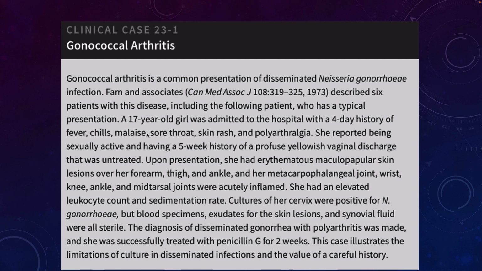She had a 5-week history of yellowish vaginal discharge that was left untreated. Upon presentation, she had a red rash on her forearm, thigh, and ankle, and inflammation in the hand joints, wrist, knee, and ankle, all sorts of inflammation. She had an elevated white blood cell count. Cultures of the cervix were positive for gonorrhea, but blood specimens, exudate from the skin lesions, and synovial fluid were all sterile. The diagnosis of disseminated gonorrhea with polyarthritis was made, and she was successfully treated with penicillin G for 2 weeks. This case illustrates the limitation of culture in disseminated infections and the value of a careful history.